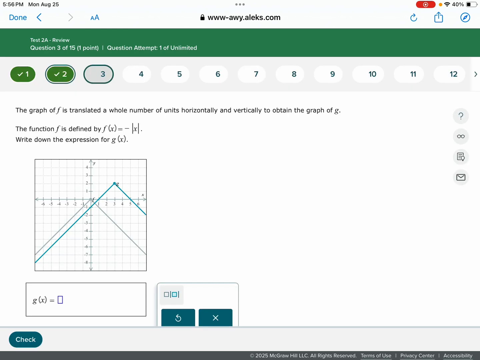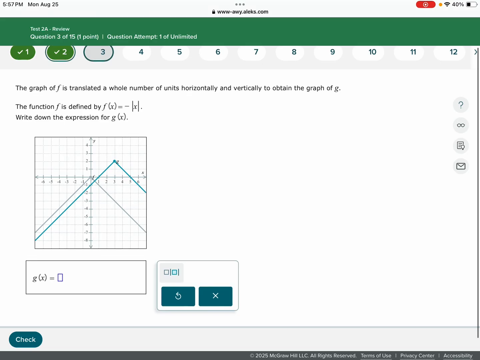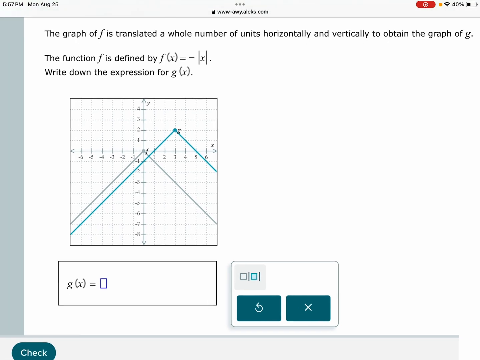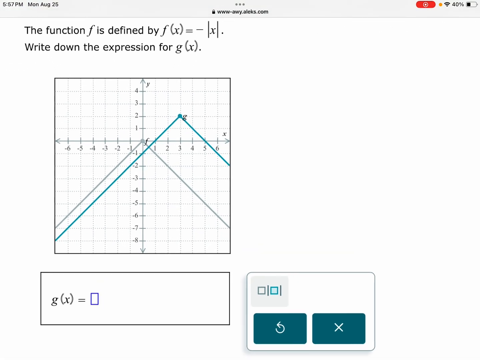So for question 3, the graph of f is translated a whole number of units horizontally and vertically to obtain the graph of g. Write down the expression for g. The function f is defined by f of x is equal to negative absolute value of x. So we just have to make an equation for g. I'm looking at the position of the vertex, and the vertex of g is 3 units to the right and 2 units up.